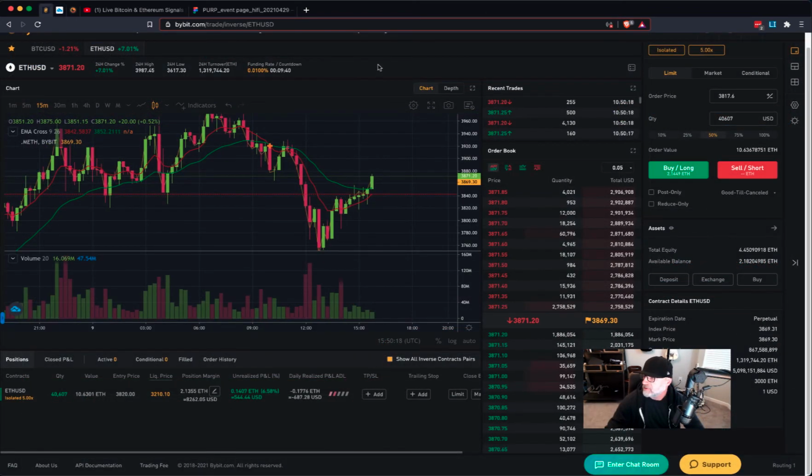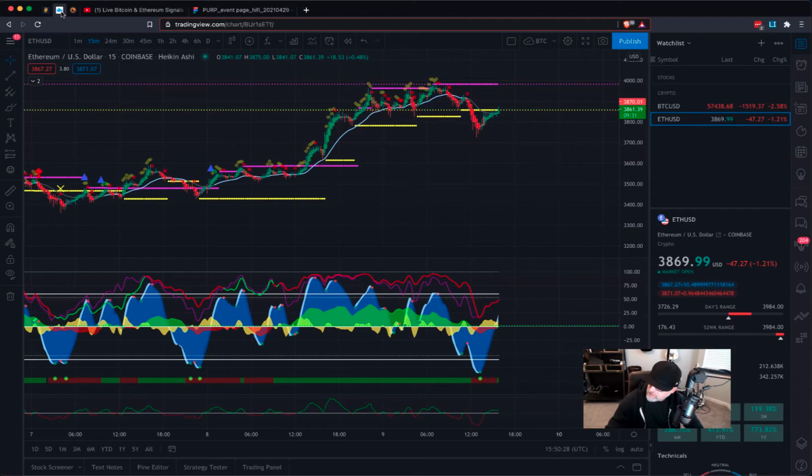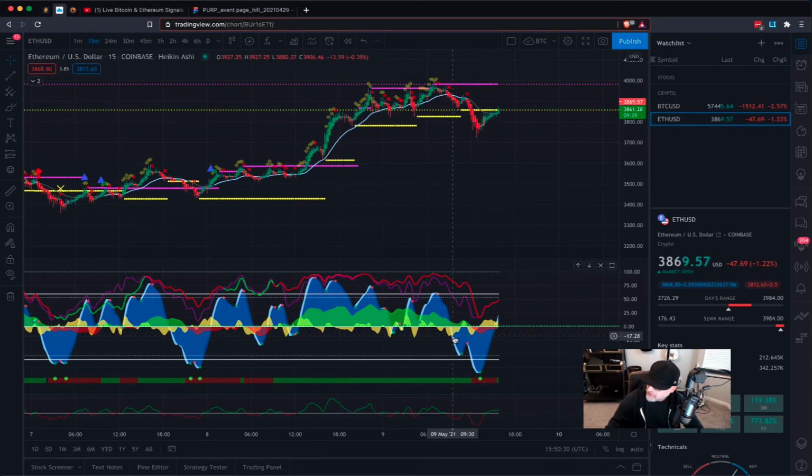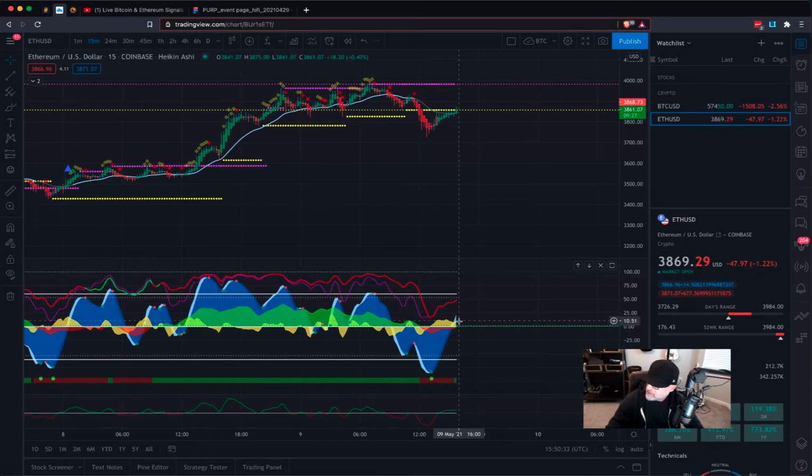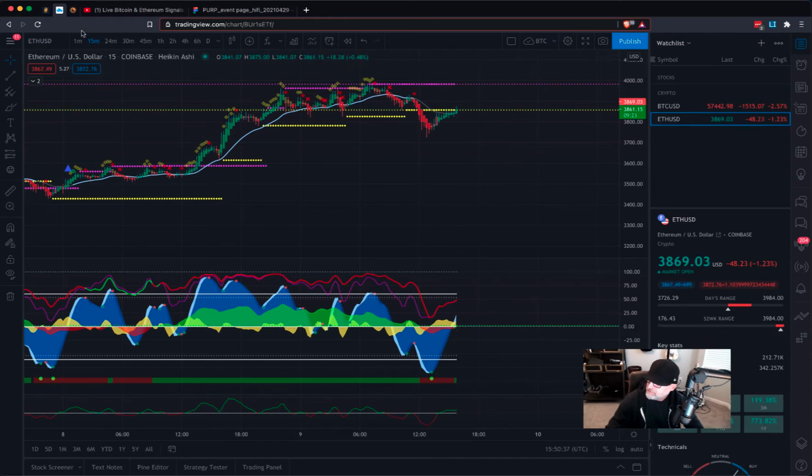So not long after my last analysis, I noticed that things started trending up. And sure enough, it seems like we're following a pretty good pattern on the momentum wave on the 15 minute. We're just now reaching above the zero line.